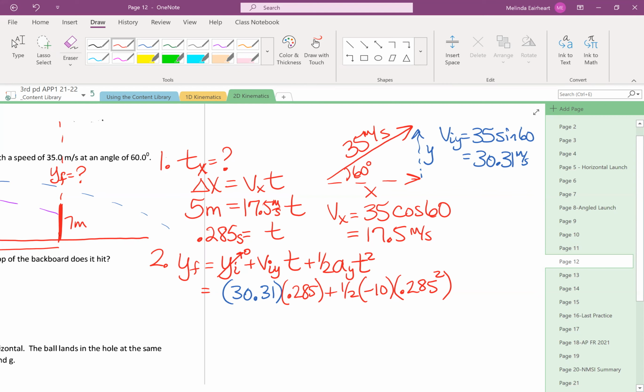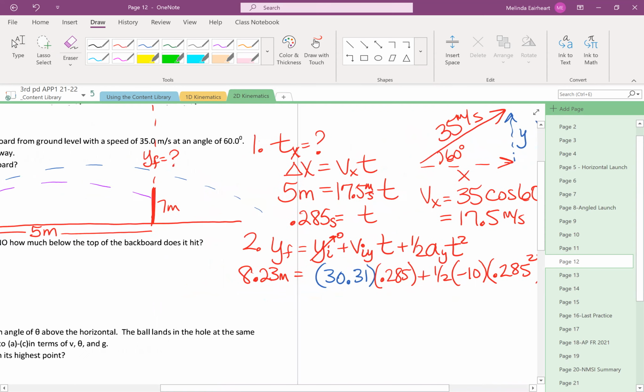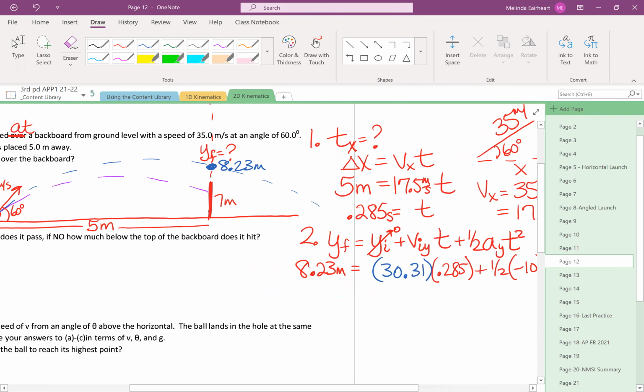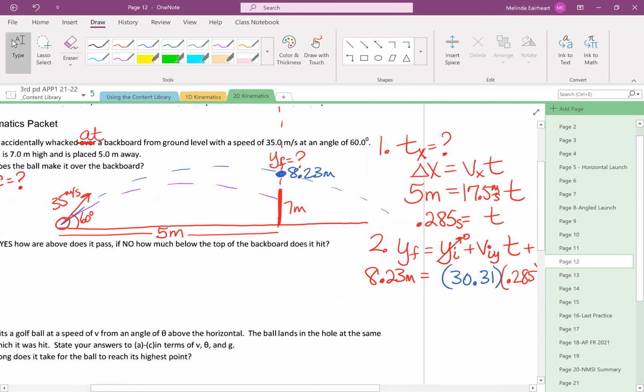What do we get? 8.23? So 8.23 meters is where it is. And if we look at the picture, maybe that's the blue path, right? So 8.23 meters. The question says, does it make it over the backboard? The answer is yes, and we have the work to show it.